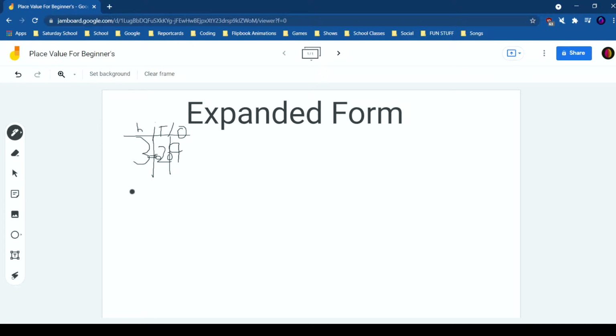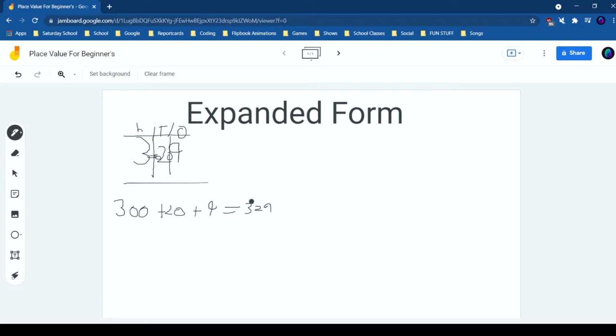So if you can tell, 3 is equal to 300. 2 equals 20 because you add 1 zero. And 9 equals 9. And that's it. Then just add a plus, equals the number that you're starting with. Boom. 329.